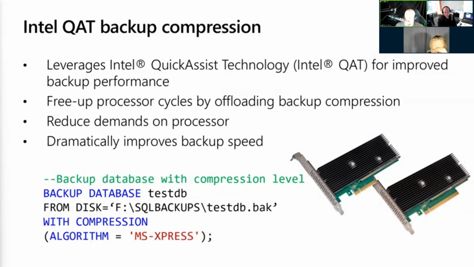If you want to do a compare and contrast, or if you want to use the previous compression for whatever reason, you can either just do it without, like you've always done, and just say WITH COMPRESSION, or you can specify MS_XPRESS, which is the previous compression that we used.